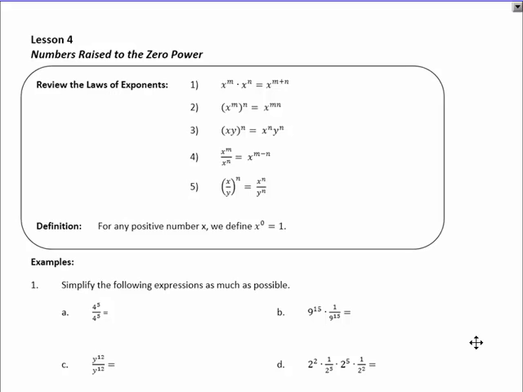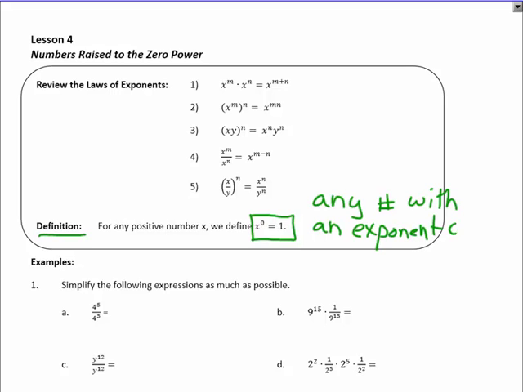Ladies and gentlemen, so today we're going to talk about and review some of our rules for exponents, and we're going to add in a new one. The new one is a definition: for any positive number x, we define x to the 0 equals 1. All right, well, what does that mean? It means any number with an exponent of 0 equals 1. Always.